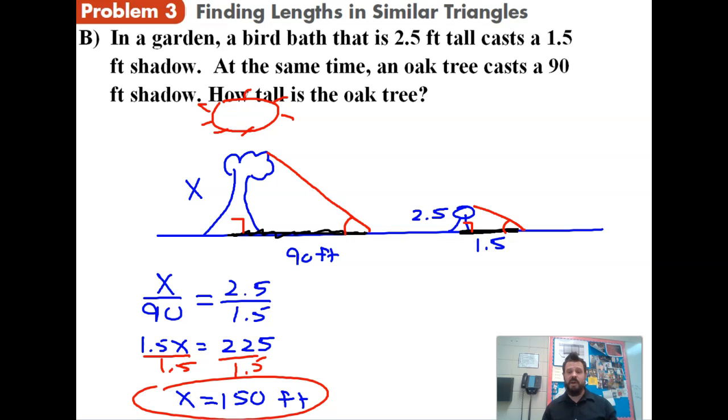Okay, nice indirect measurement problem. It's going to be a lot easier doing that, measuring shadows, than it is climbing to the actual top of that tree and throwing a tape measure down.